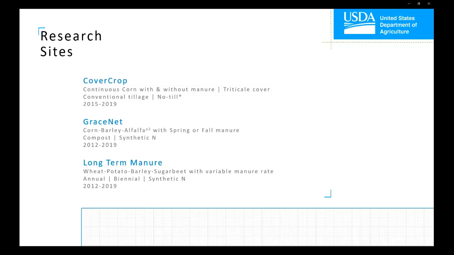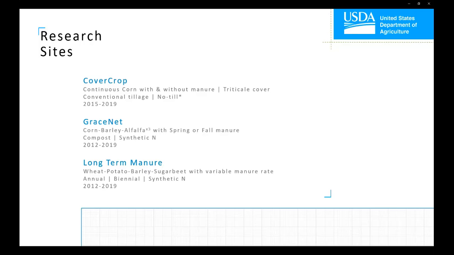The GraceNet study was initiated in fall of 2012 on a linear irrigated field. This is a typical dairy forage rotation of corn, barley, and alfalfa with treatments of fall or spring applied manure, fall applied compost, and spring applied urea or super urea, as well as a no treatment control. Here, manure was applied at a rate of 30 tons per acre, and compost was applied at a rate of 15 tons per acre.